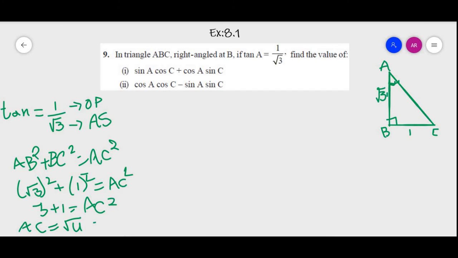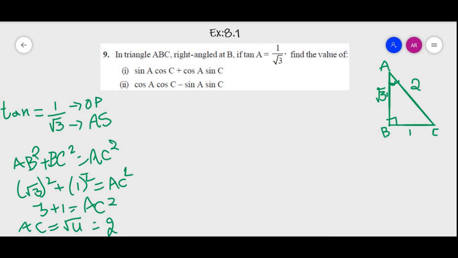So AC is going to be root 4, so then AC will be 2. That's it. So AC is 2. We could skip one step and we actually saved more time. Alright, we have also updated the triangle by getting the side AC.